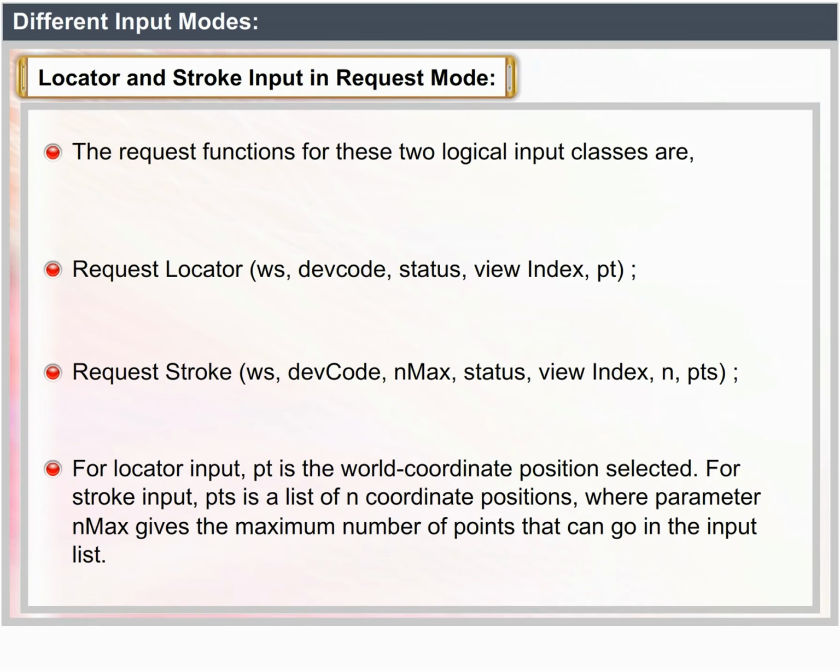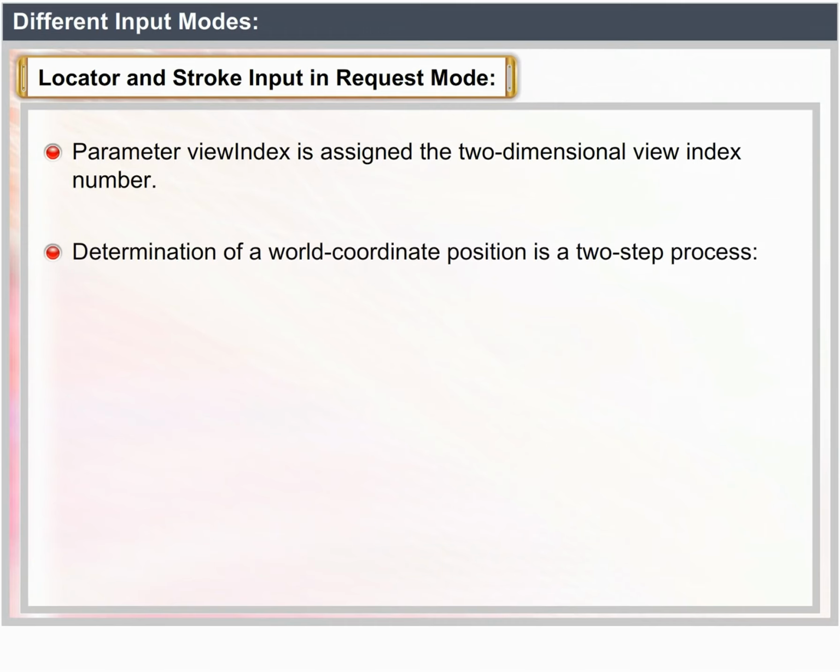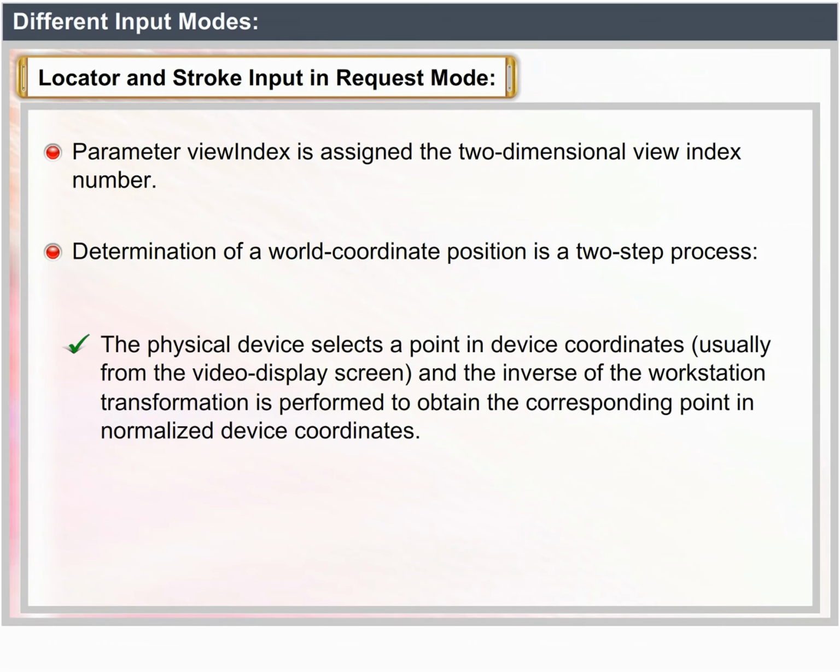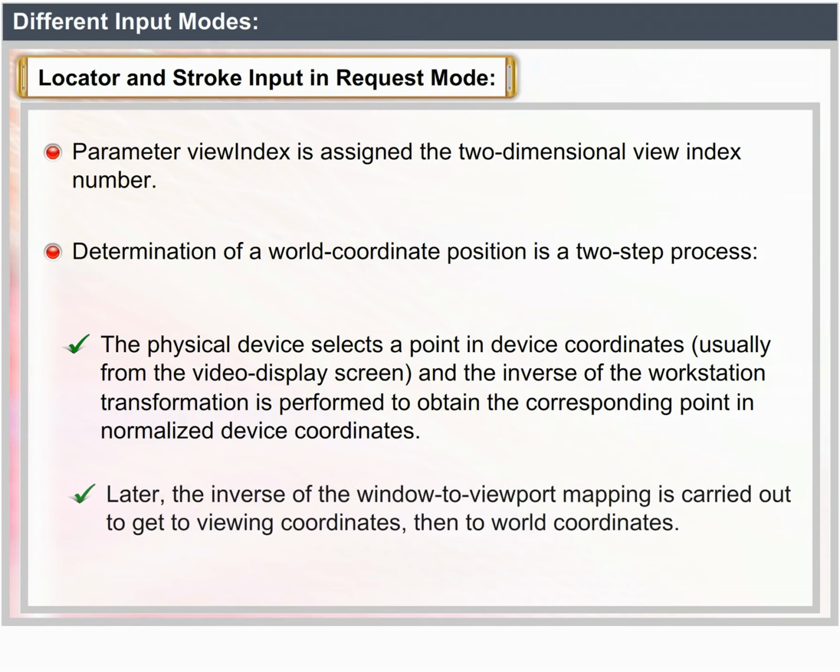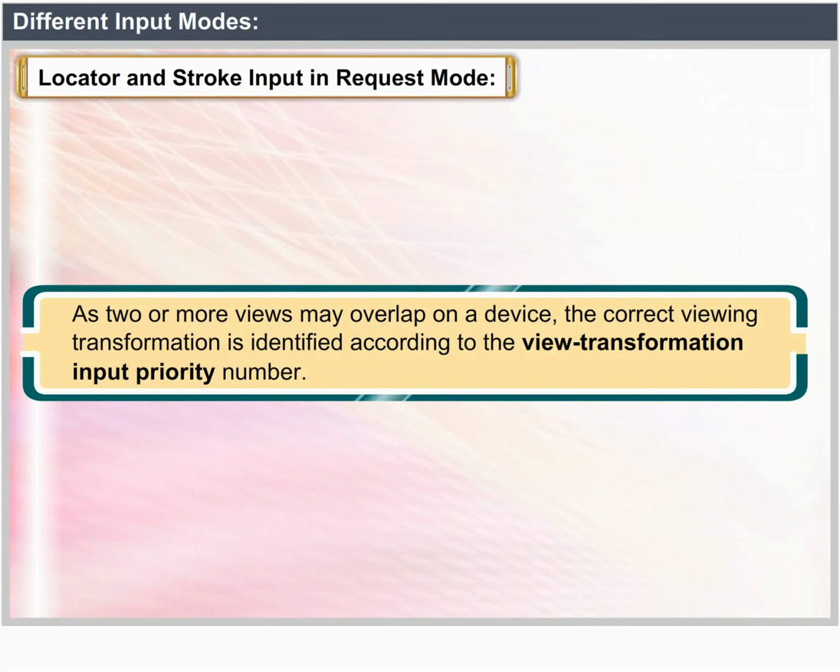Parameter view index is assigned the 2-dimensional view index number. Determination of a world coordinate position is a two-step process. The physical device selects a point in device coordinates, usually from the video display screen, and the inverse of the workstation transformation is performed to obtain the corresponding point in normalized device coordinates. Then the inverse of the window to viewport mapping is carried out to get to viewing coordinates, then to world coordinates.